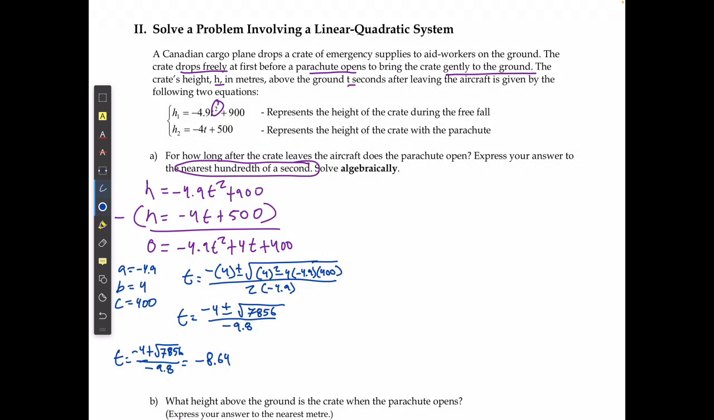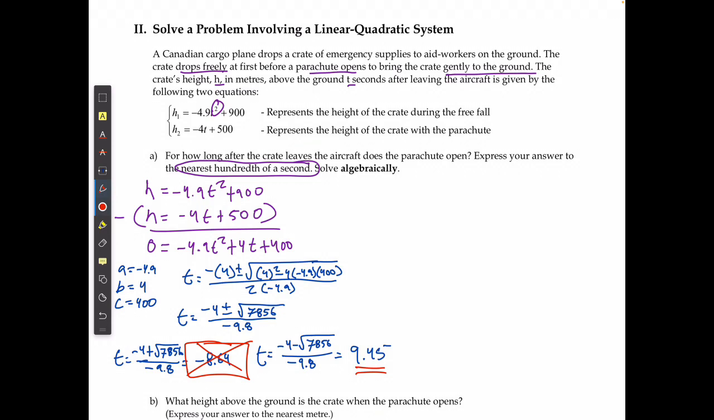Or t is equal to negative 4 minus the square root of 7,856, all divided by negative 9.8. And this gives me positive 9.45. Based on the context of the question, the parachute is not going to open 8.64 seconds before it has left the plane, which means that only this solution makes sense.